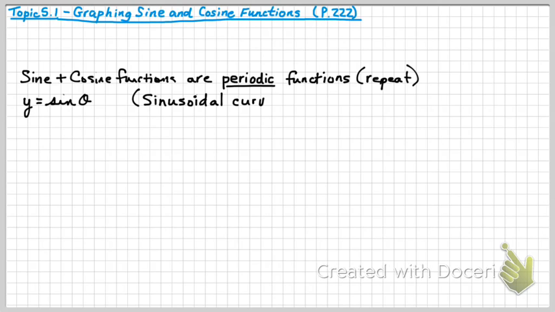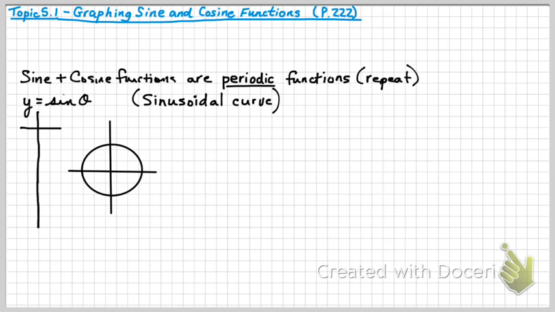Y equals the sine of x is called a sinusoidal curve. In its basic form, it's y is equal to the sine of theta. Let's look at some different values and graph it over one full rotation of the circle. Now we know some points. We know where the x and y intercepts are, and we know root 2 over 2, root 2 over 2, and that's enough to get us started.